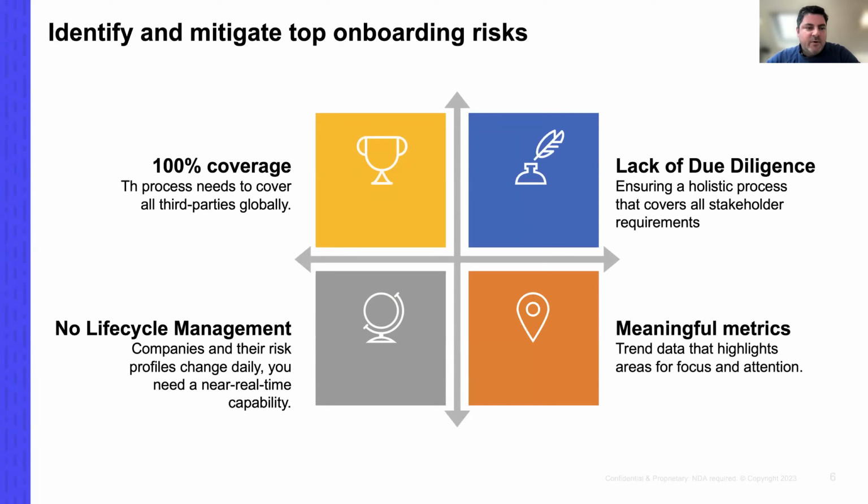So we want to identify and mitigate some of those top onboarding risks. So what do I see out there on a daily basis? What do I think are some of the top risks that I see people tripping over? First of all, 100% coverage. With large global multinationals, it gets complex. For example, your business unit in the USA might use a supplier for services X, Y, Z. Your business unit in France might use the same supplier for services A, B, C. You need to have that global holistic view.